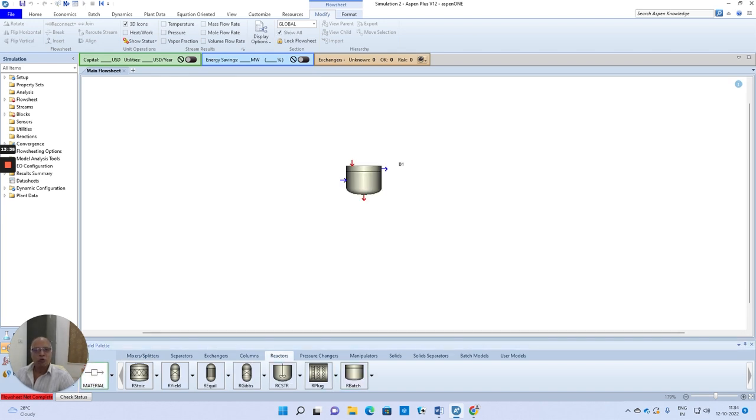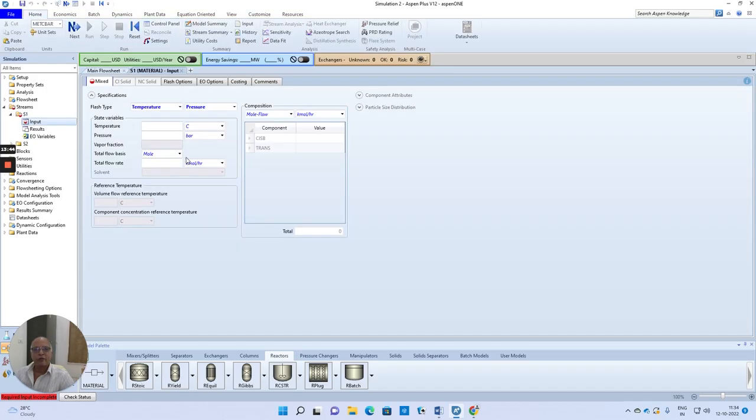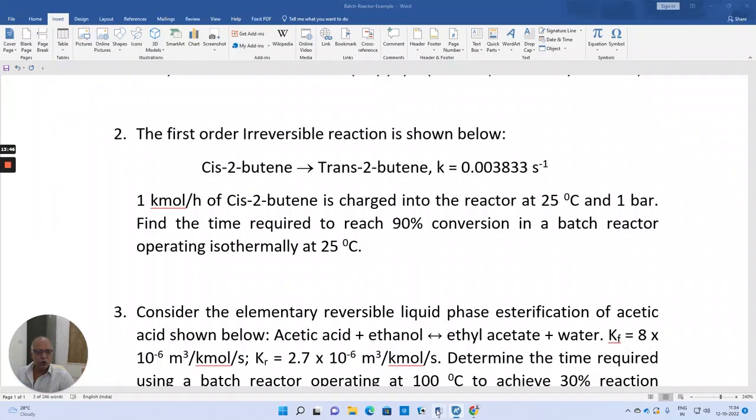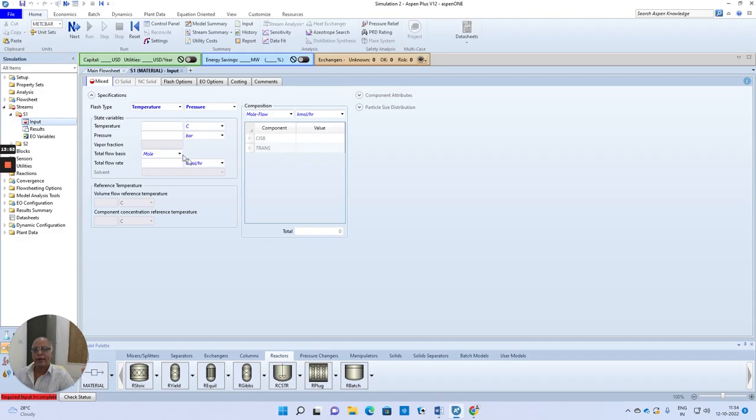Connect input and output. Next, specify the required input. Now you know that this is entering at 25 degrees centigrade and 1 bar. 1 kilomole per hour of cis-2-butene is entering. Pure A. 25 degrees centigrade, 1 bar, and 1 kilomole per hour of cis-2-butene is entering. So we have addressed this stream 1 that is entering into the reactor.